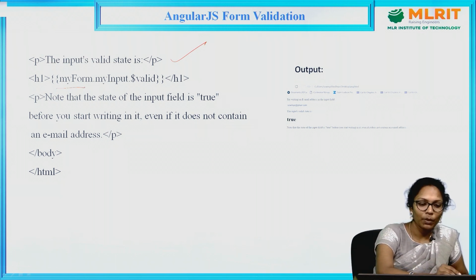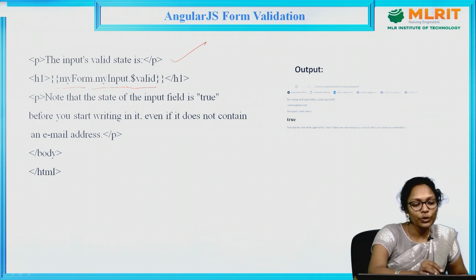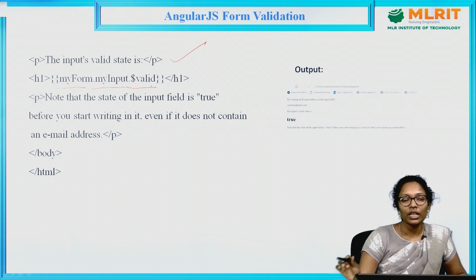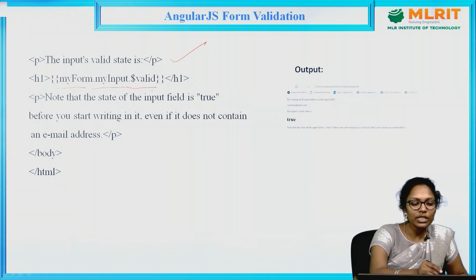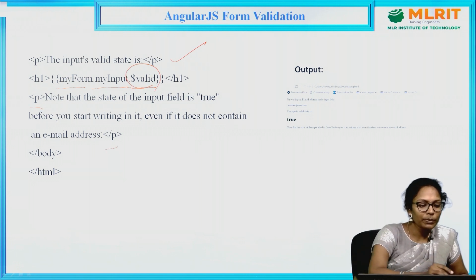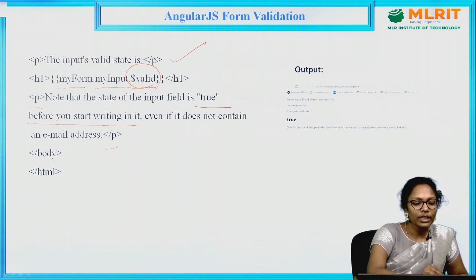My form is the name of the form, my input is the name of the email field, and $valid. We are checking whether it is valid or not. So whether the particular email field is valid or not, you are checking using this $valid state. That's all. This is the paragraph message I'm displaying. Note that the state of the input field is true before you start writing in it.